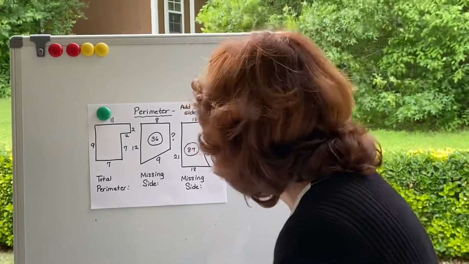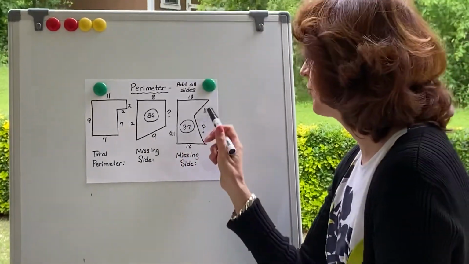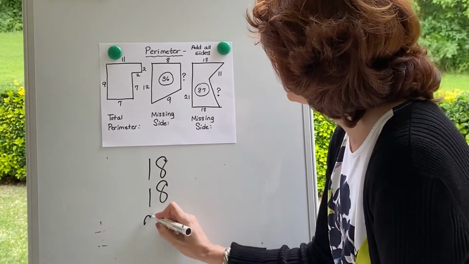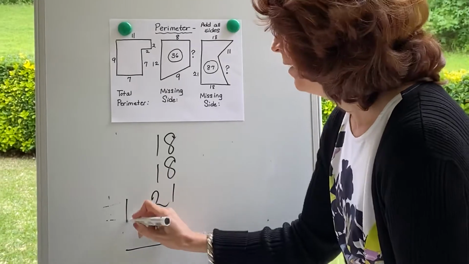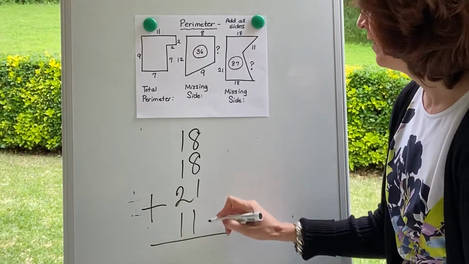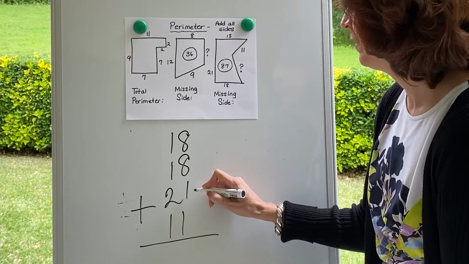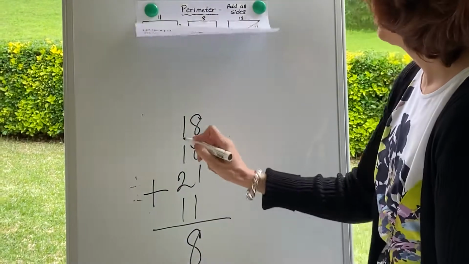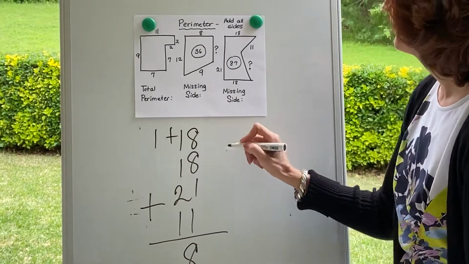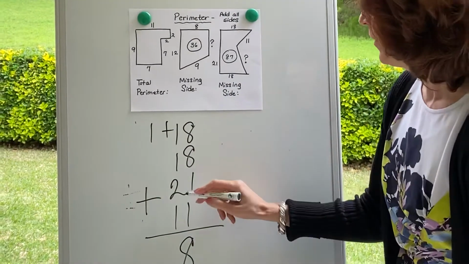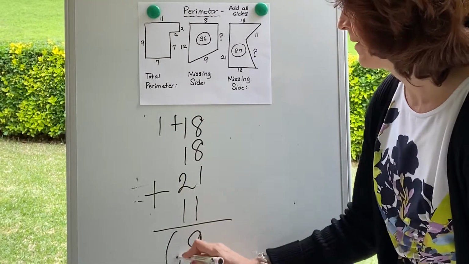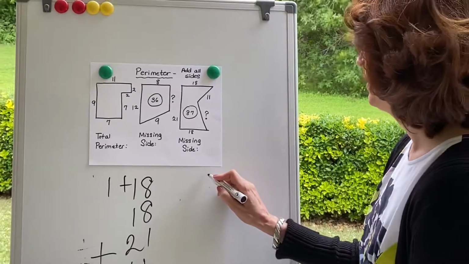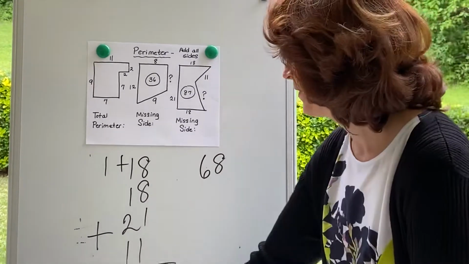For the last one, it is 18 plus 18 plus 21 and 11. So you're going to have to add up all of your sides. 16, 17, 18, carry the 1, 2, 3, 4, 5, 6, 68. But wait a minute, that's not your answer. 68. Oops, my bad.